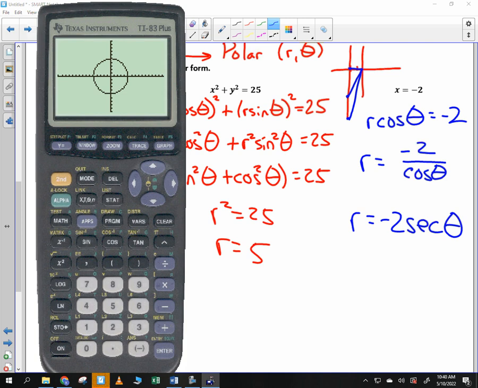Now, watch what happens here if I go into y equals. I'm going to type in -2 divided by cosine of theta. Okay? I have that typed in, and as I press graph, it creates a vertical line. A vertical line that we couldn't graph before. So again, polar coordinates give you a lot of graphing options that you otherwise would not have. I went into y equals, which is r equals, and I typed in -2 divided by cosine of theta.